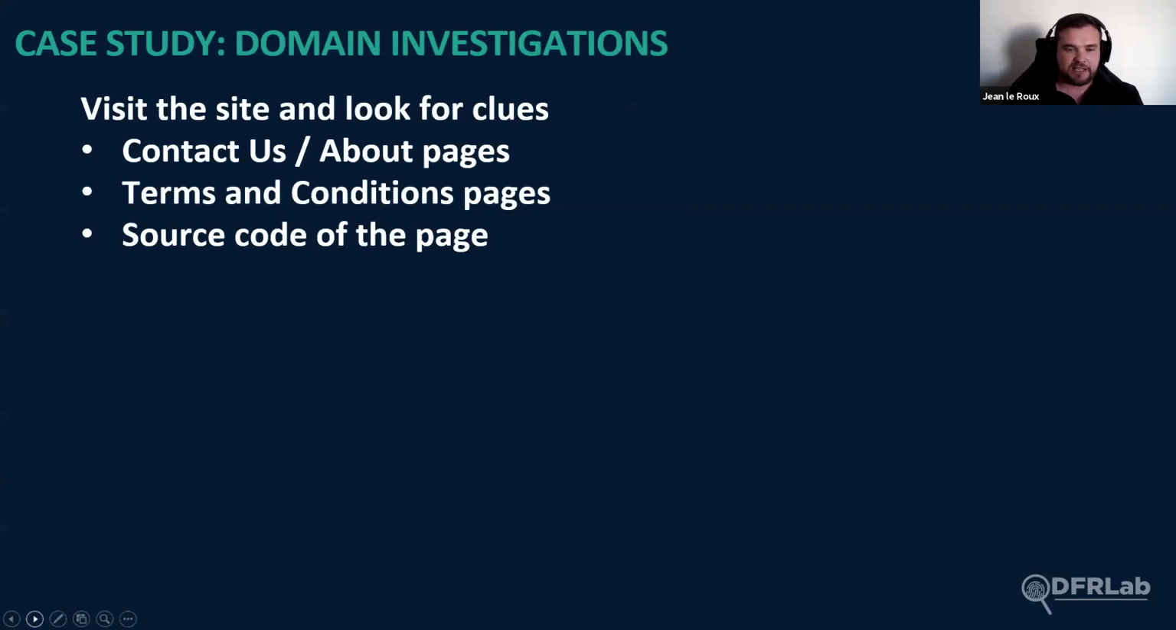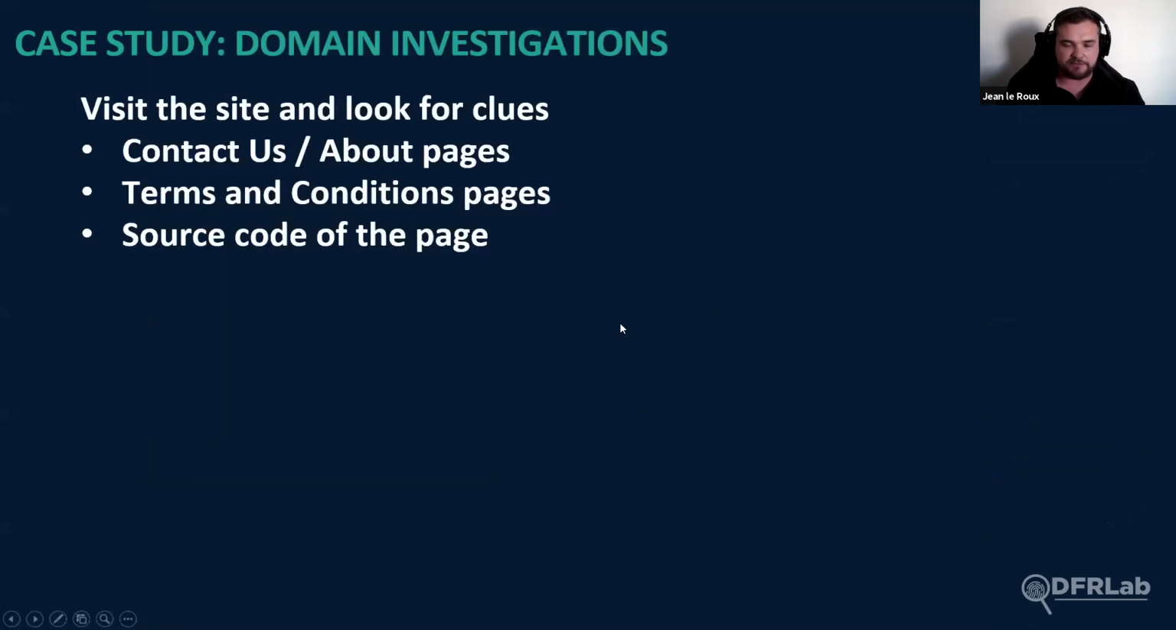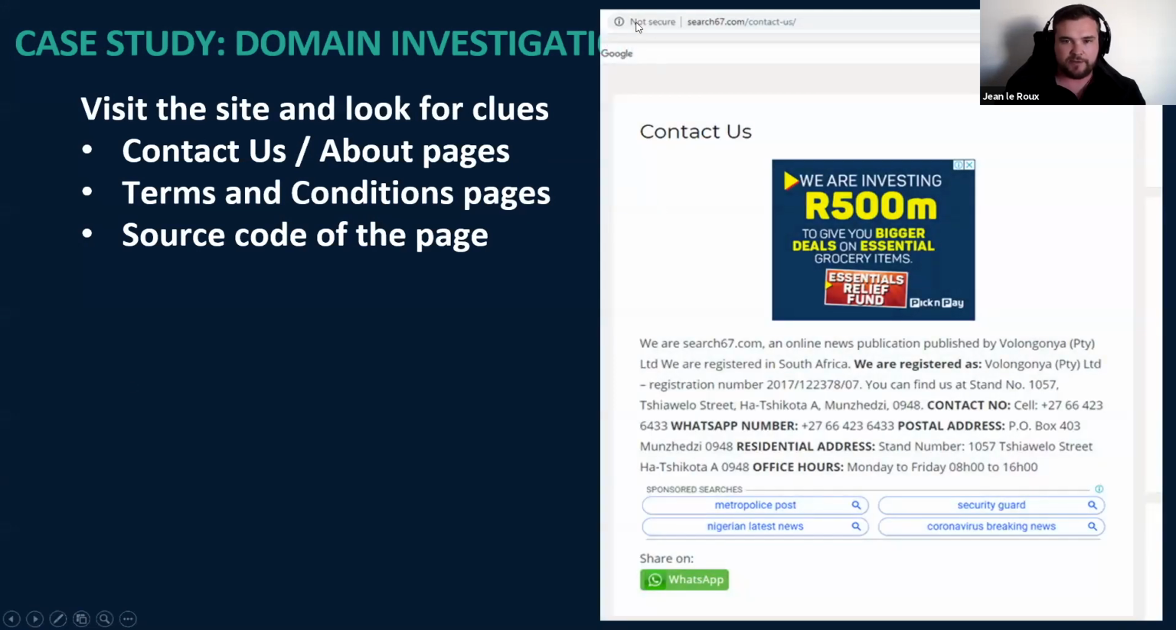And once I established that the Tracy Ziller account was mainly sharing links to these websites, I actually had a look at the website itself. Now, there's a lot of info you can gather from a website. In this case, it was actually quite easy. The search67.com contact us page provided a cell phone number, a business address, and importantly, a company registration number, which is quite useful.